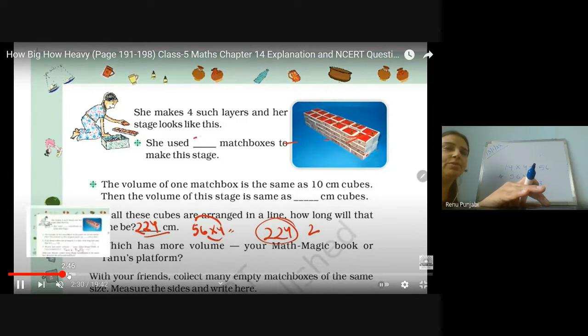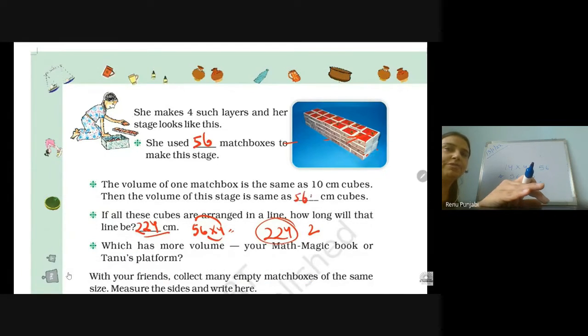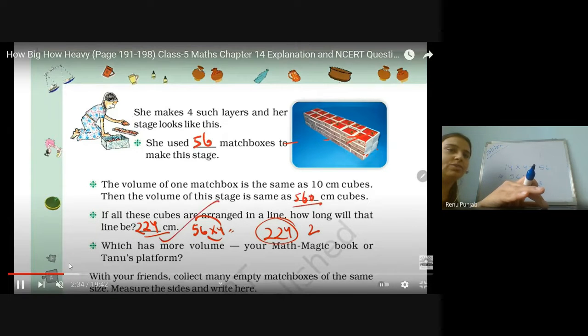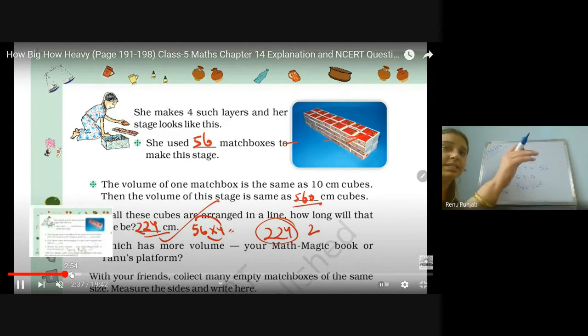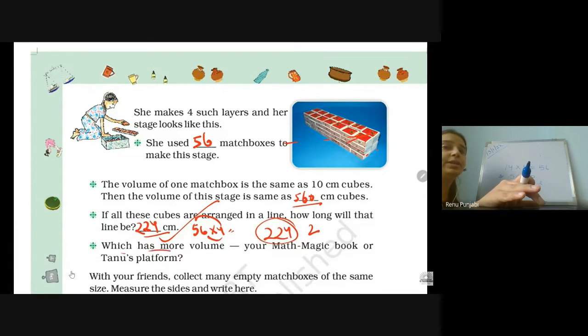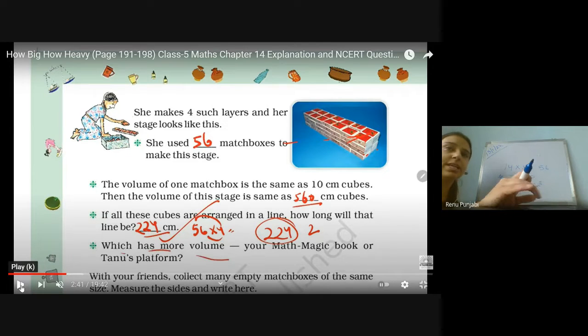56 multiplied by 4, when you do, because there are 56 matchboxes in the line and you are going to arrange 4 lines in one single line. It will be 224 centimeter. इतने matchboxes होंगे. Clear?